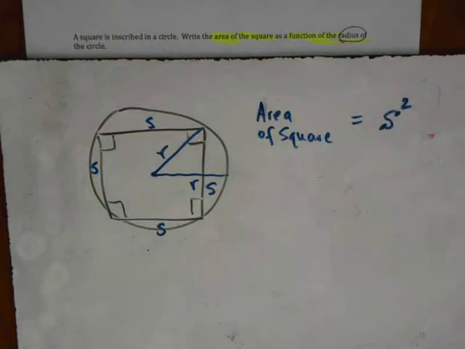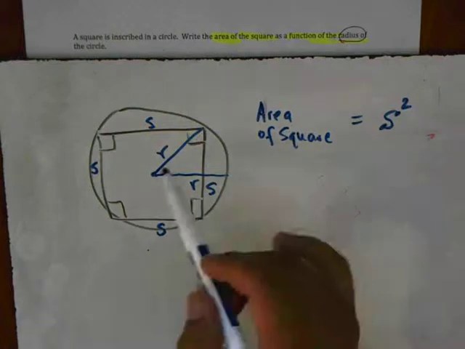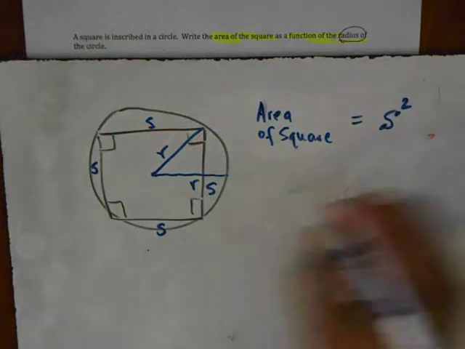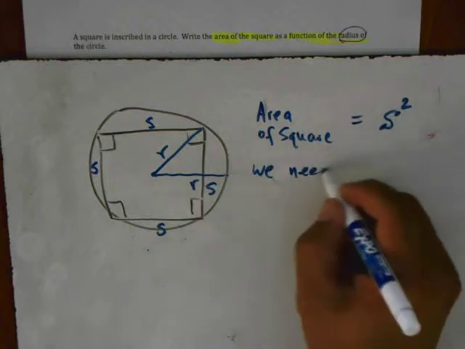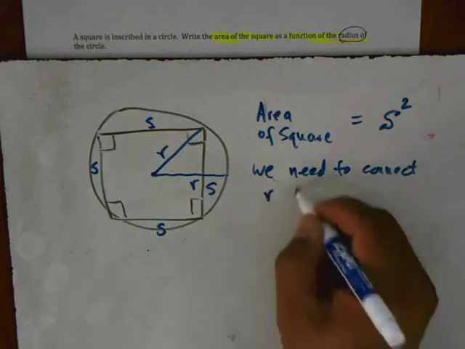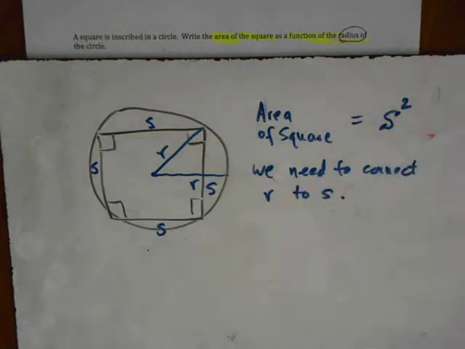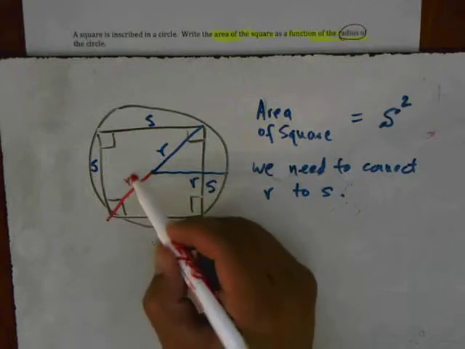S's. Now I need to find the area of the square, not in terms of s, but in terms of r. So we need to connect r to s in some way, shape, or form. I need to find some way to write an equation, a relationship between s and r. And if you notice, one of the things we can do is extend this here, and this is also r.